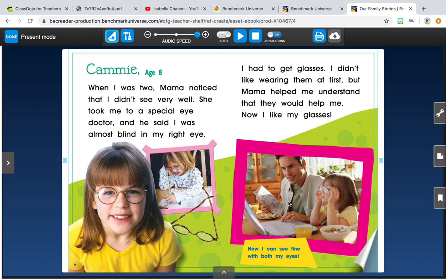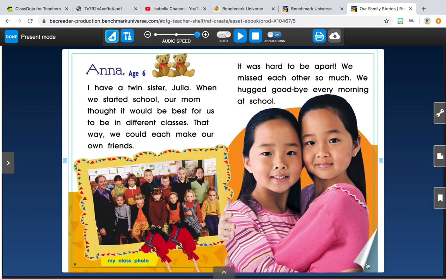So we're going to read one more story and then I'm going to show you how to make a family tree, okay? All right. Here's Anna, age 6. So I'm not sure which one is Anna. Maybe this is Anna or maybe this is Anna. But let's keep reading. I have a twin sister, Julia.